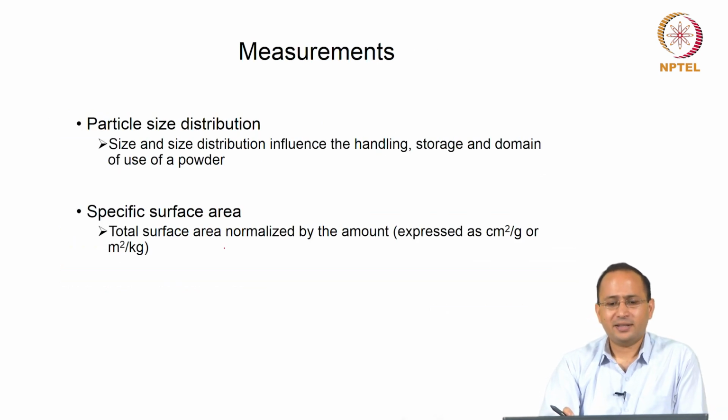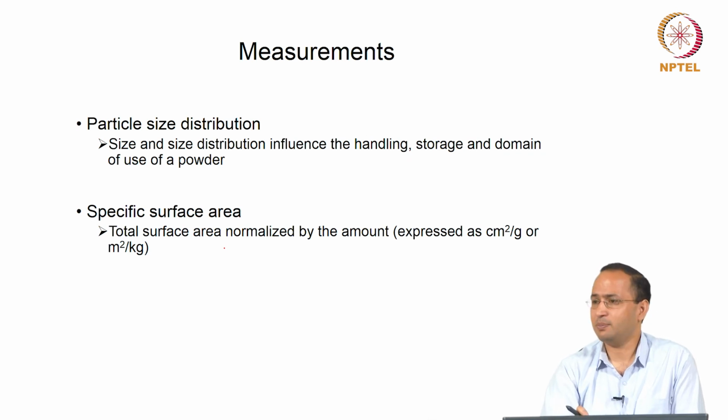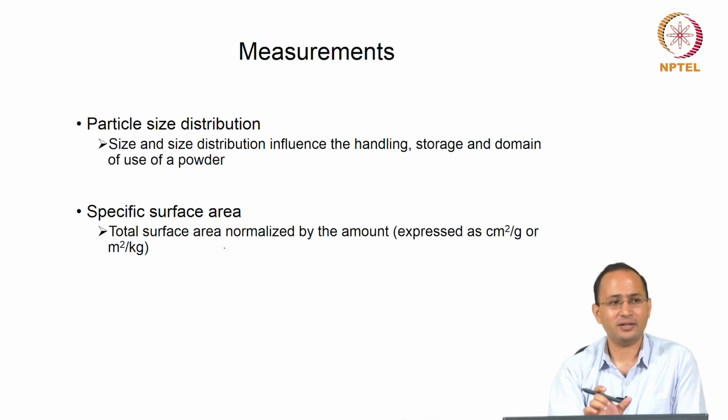So what are the typical measurements which we do? All of you are familiar with these two aspects. One is particle size distribution, right. We want to get an estimate of particle size distribution: what is the size range of particles in a powder. Basically the size distribution influences the handling, storage and domain of use of a powder, because that will affect your hydration kinetics in case of cement, right, that we have already seen.